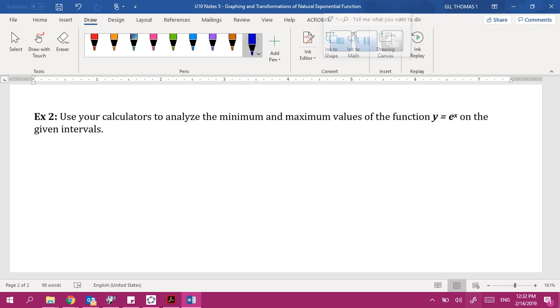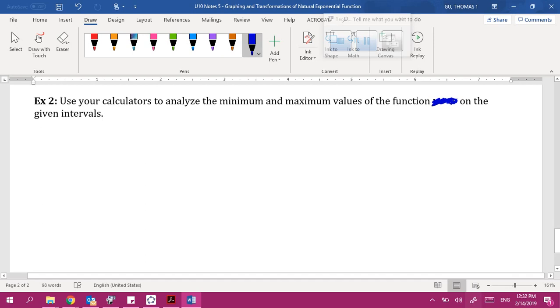First of all, guys, cross out this y equals e to the x right here. I'm going to write the examples here. Use your calculators to analyze the minimum and maximum values of the function on the given intervals. Okay, this was on the test, and a lot of people did not know what you should be doing. So I'm going to give you 3 different examples. The first one's going to be y equals e to the x.